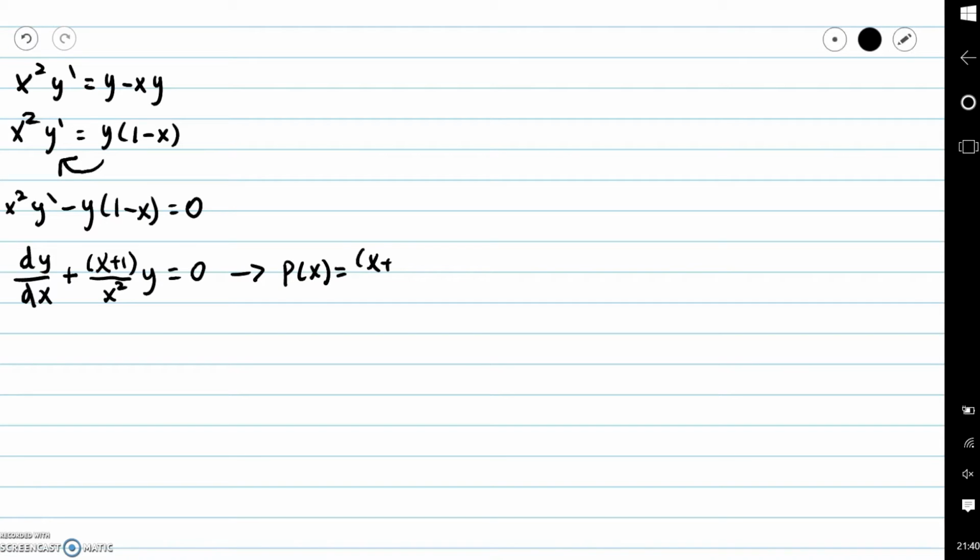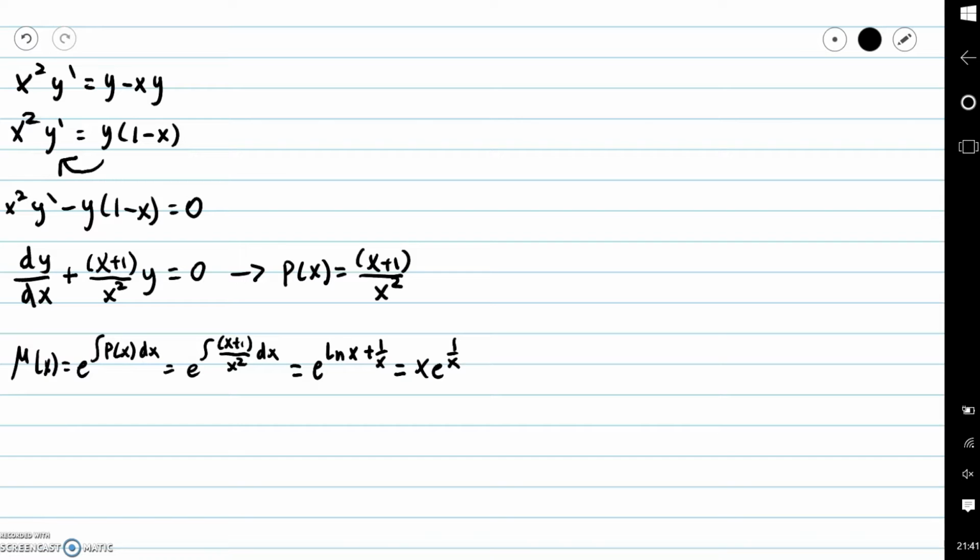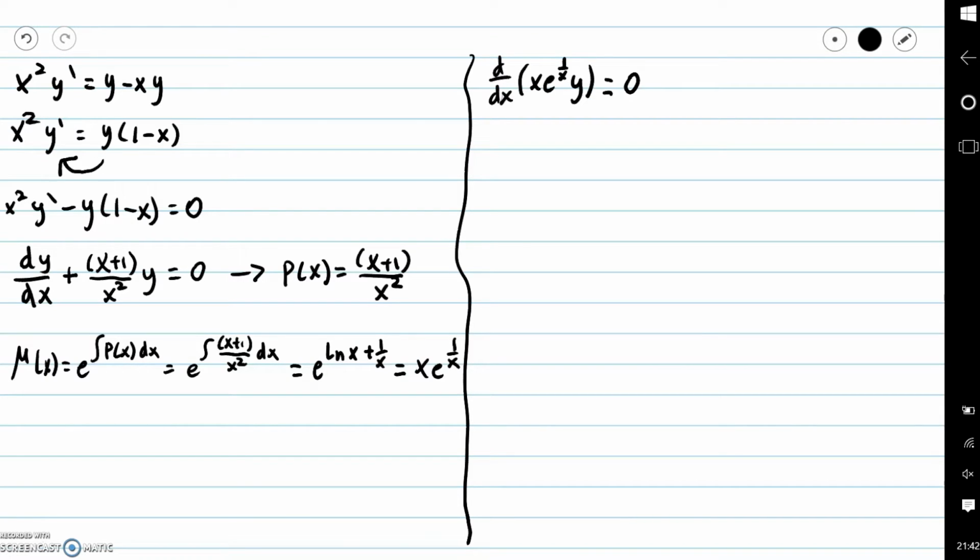We know that p(x) equals (x plus 1) over x squared. So mu(x) is e to the power of the integral of (x minus 1) over x squared. The mu(x) will be x e to the power of 1 over x, simply by simplifying the equation. By multiplying mu(x) on both sides, the function changes to the differential of x e to the power of 1 over x times y equals 0.